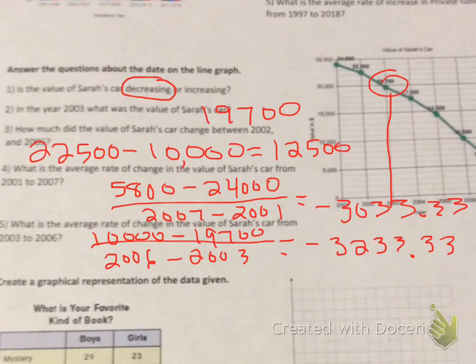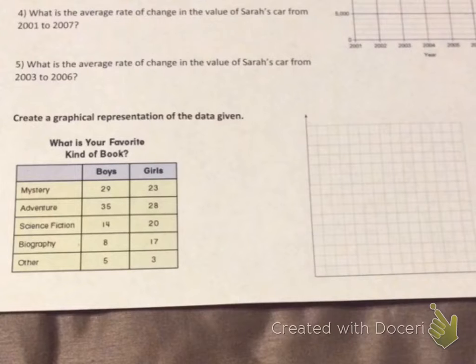So that's how we find the average rate of change between years on the value of her car, is to really just use the slope formula there. Okay, one more graph to look at here, and this time I think we're going to be drawing it ourselves. So we're going to compare some data here.